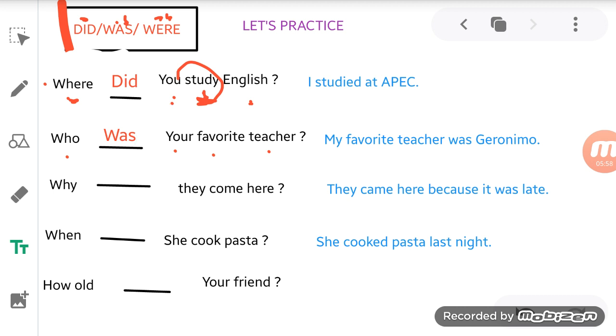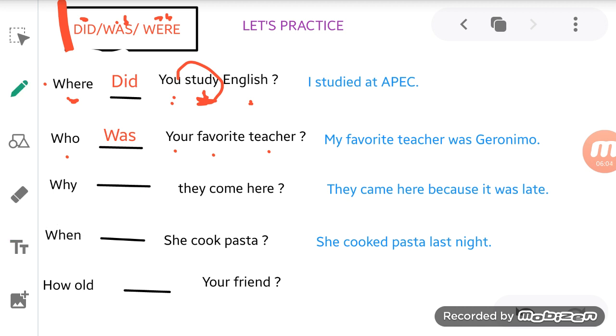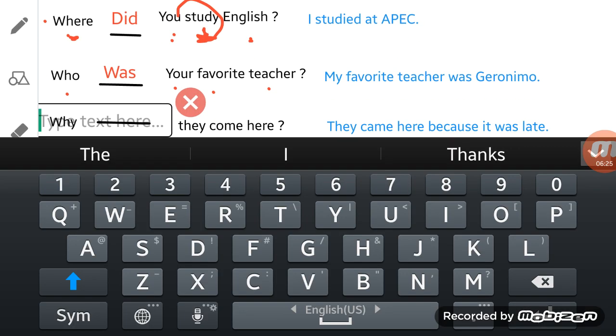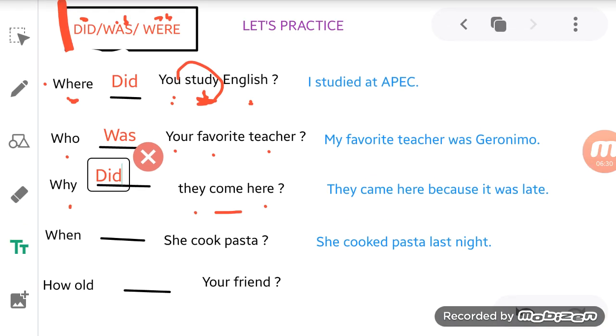Now let's check here. Why, the WH, and then we have to check if we have a verb. Why, they, subject. We have come. Come is a verb. Here is the complement. So we need what? Was, were, or did. In this case, we need the auxiliary did because we have the verb come. Why did they come here? They came here because it was late.